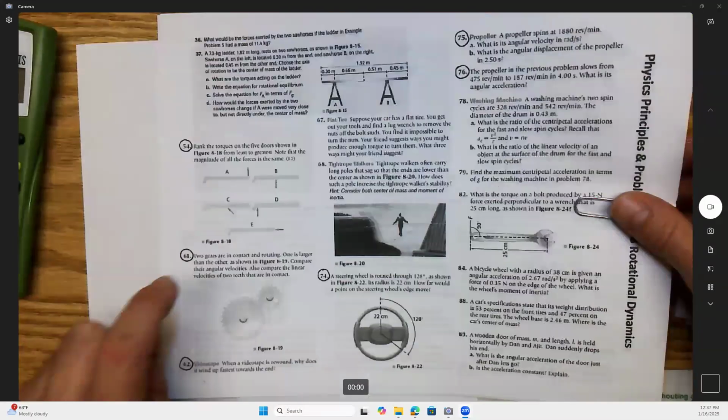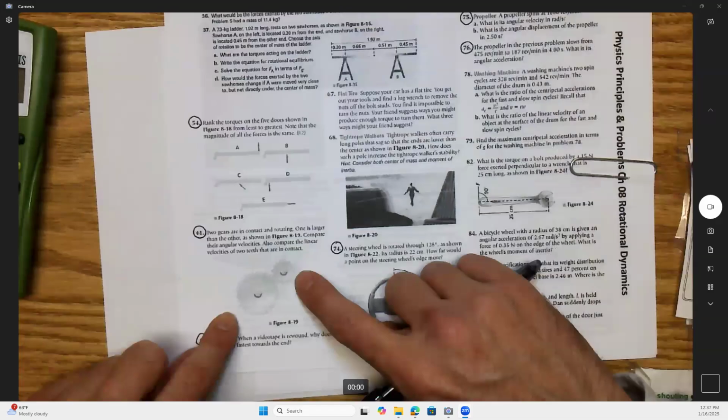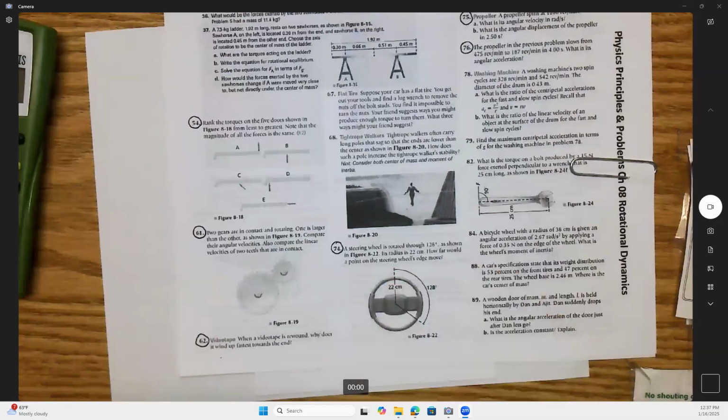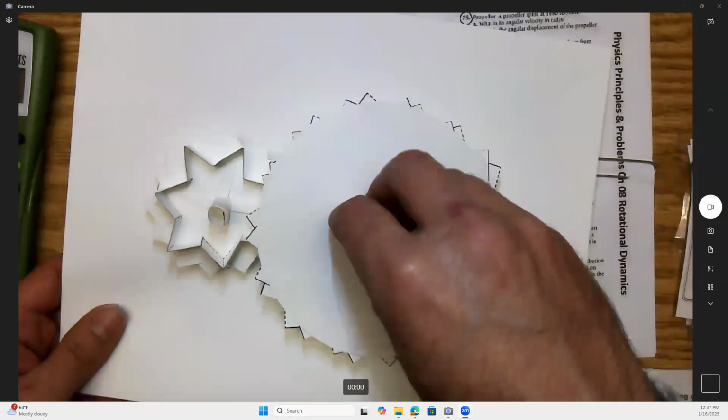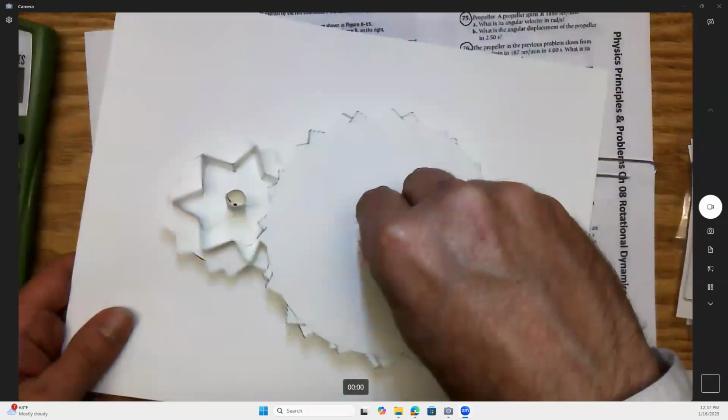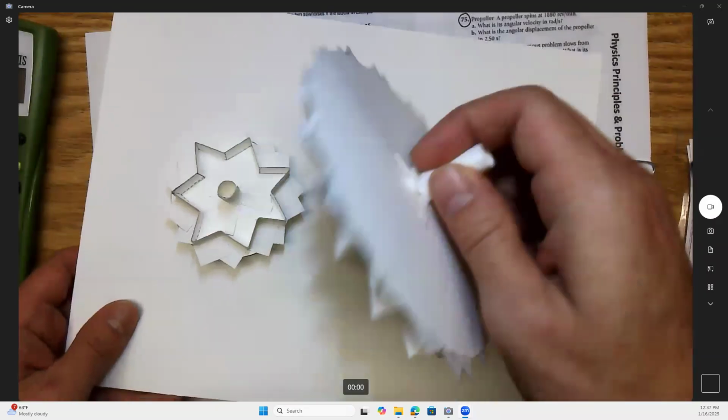So one commonly asked question is number 61. We got these two gears in contact. It says compare the linear speed of the teeth to the angular speed of the gears. Okay, and I got this right here so you guys can see this in motion. Now, if I pop this apart, you can see underneath this one.